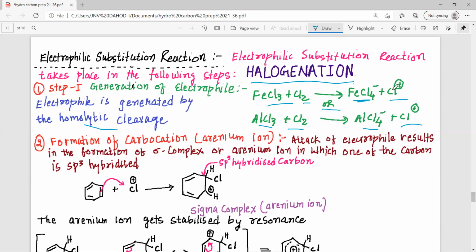So here we are studying chlorination. Even if we are studying bromination, here FeBr3 will react with Br2 to give us FeBr4− and Br+, or AlCl3 reacts with Br2 and we will get AlCl3Br− and Br+. So this is how we can understand it.